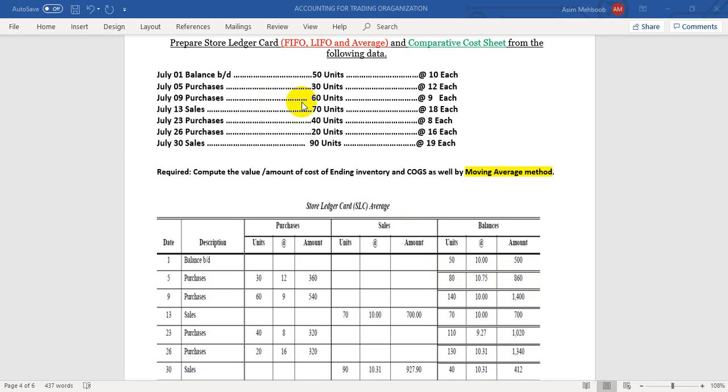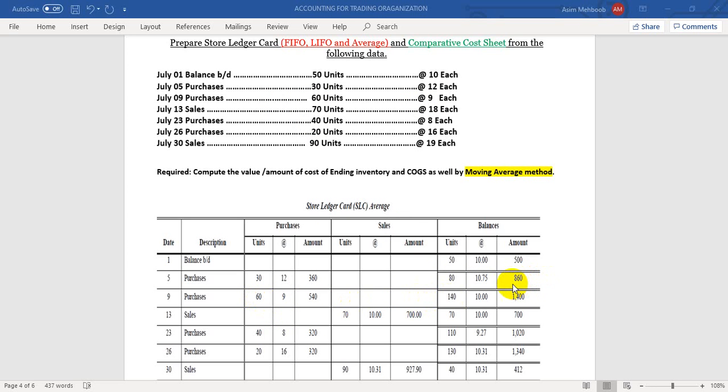Okay, now very simple again. Now you are purchasing 60 units at the rate of 9. Now you will just copy it. 60 into 9 is 540. Now how much do you have in inventory? You had an inventory of 80. So 80, and what you purchase now, 80 and 60, becomes 140.